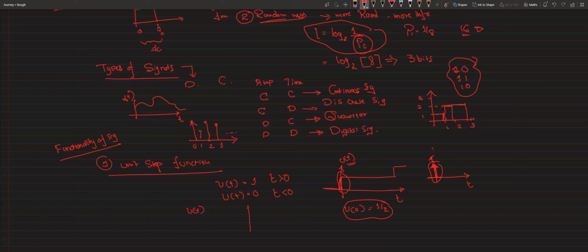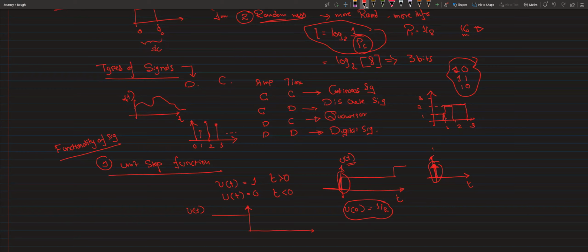It is the flipped version. It is minus 1 for t greater than 0 and 0 otherwise. Plus 1 if t is less than 0, and zero if t is greater than 0. Correct.